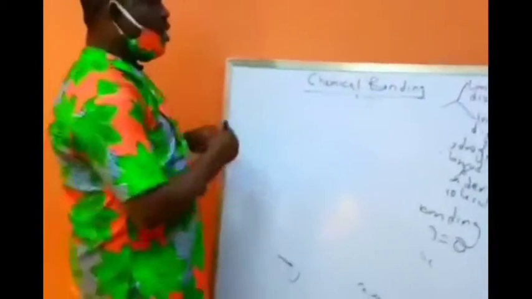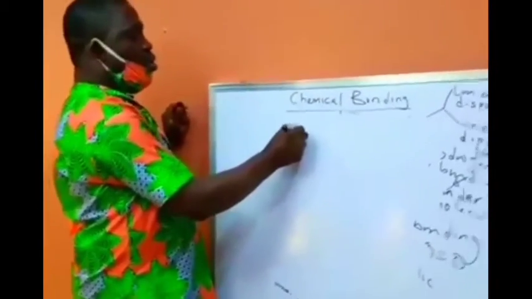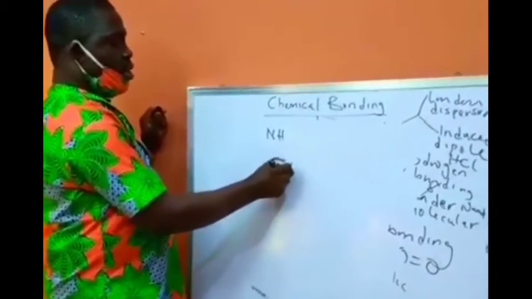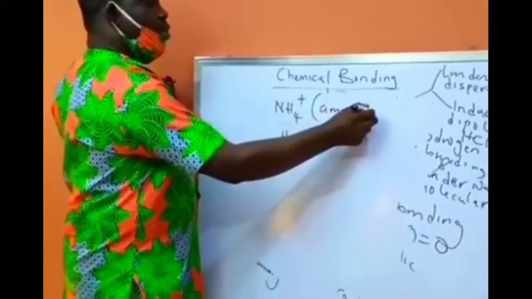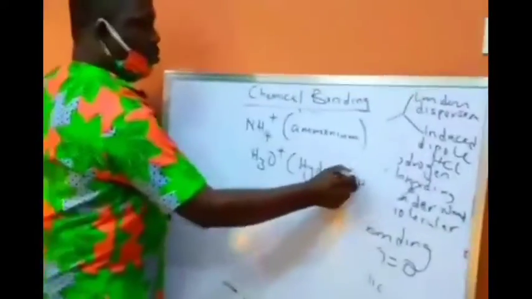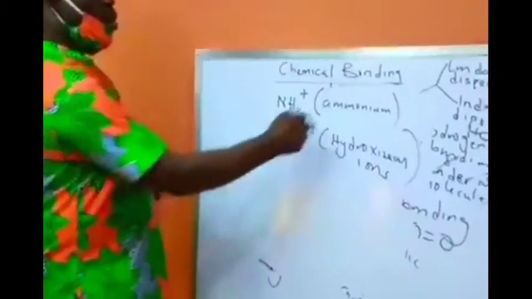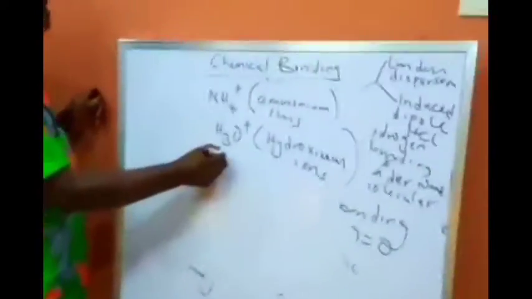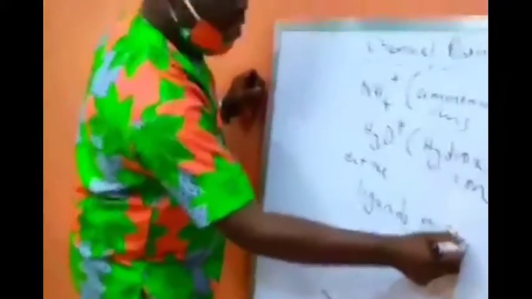But I'd like to tell you that coordinate covalent bonding is a special kind of covalent bonding. It is used in the formation of the hydronium ion, that is this, and the ammonium ion. This is called the ammonium ion, and this is called the hydronium ion. So it is used in the formation of ammonium ions and hydronium ions. Coordinate covalent bonding is also used in the formation of ligands, or complexes.